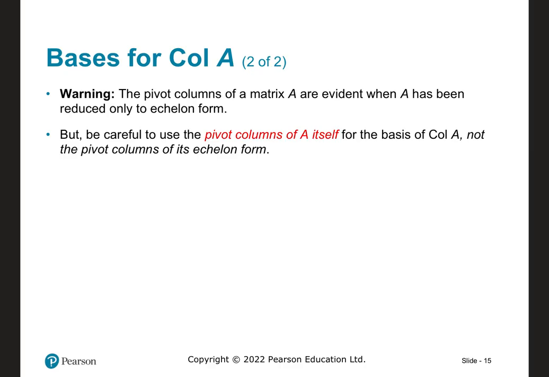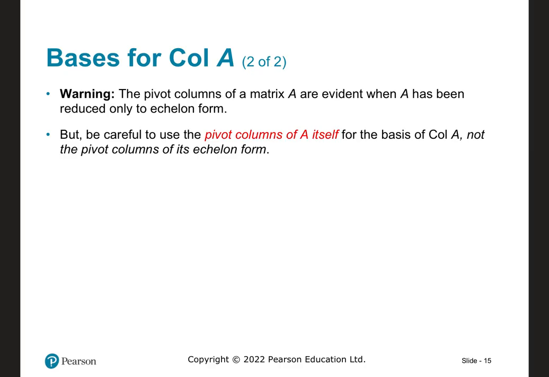So the pivot columns of A are evident when A has been reduced only to its echelon form, right? When I have just A, it is very difficult to identify the pivot columns. To identify the pivot columns, you need to perform the row operations to derive an echelon form. Once I have an echelon form, you can identify the pivot columns, and you need to choose the corresponding columns in the original A matrix to identify the pivot columns there, and they will form a basis.